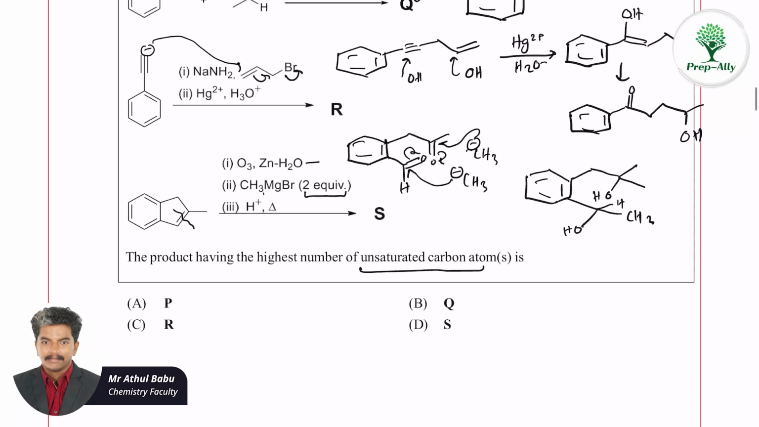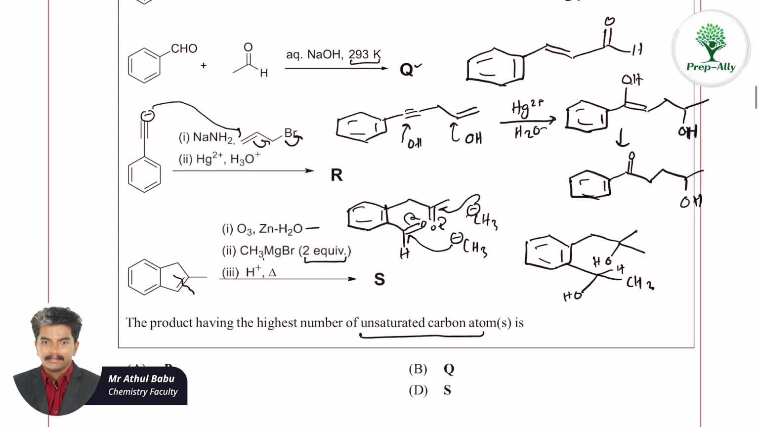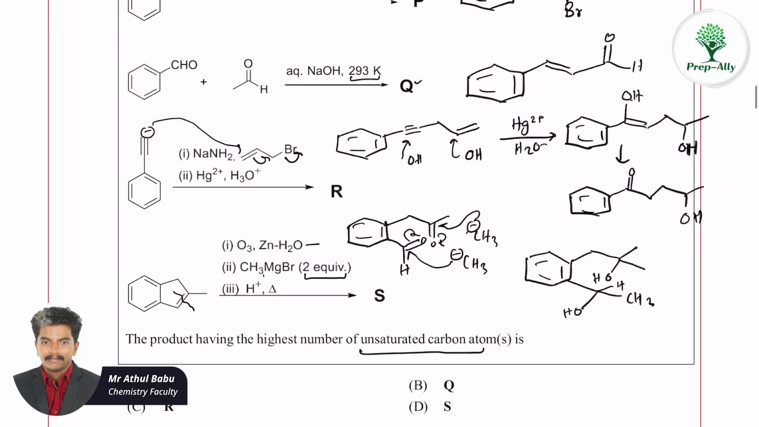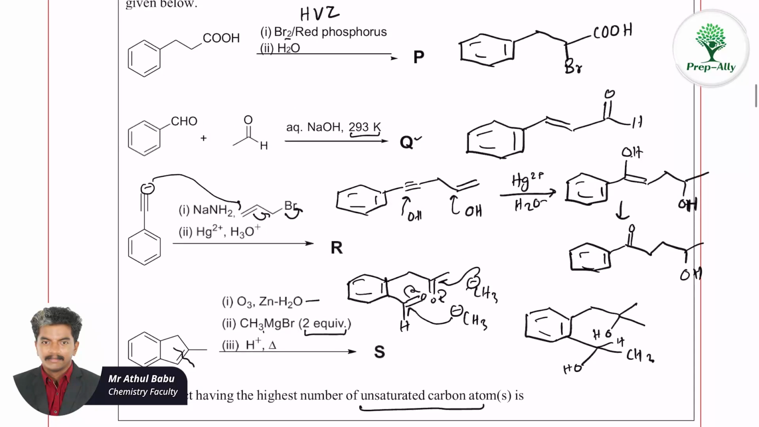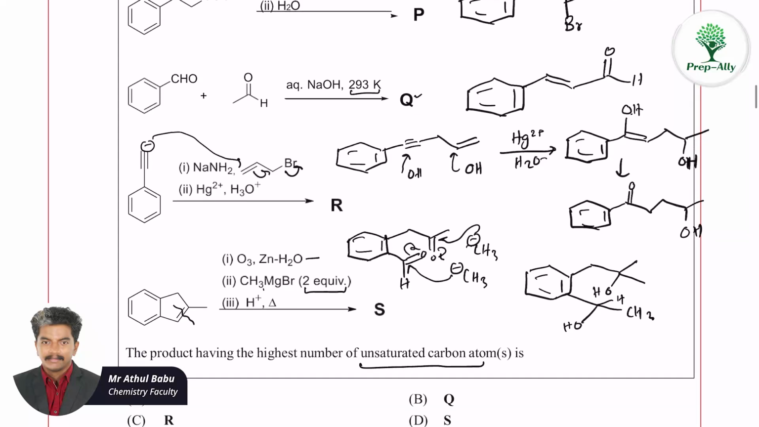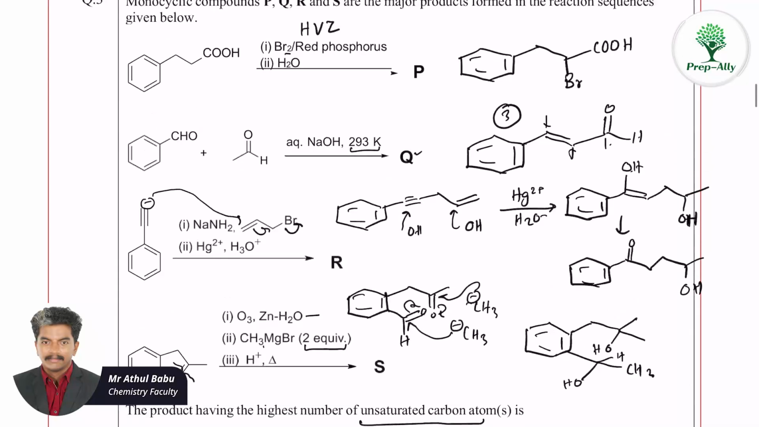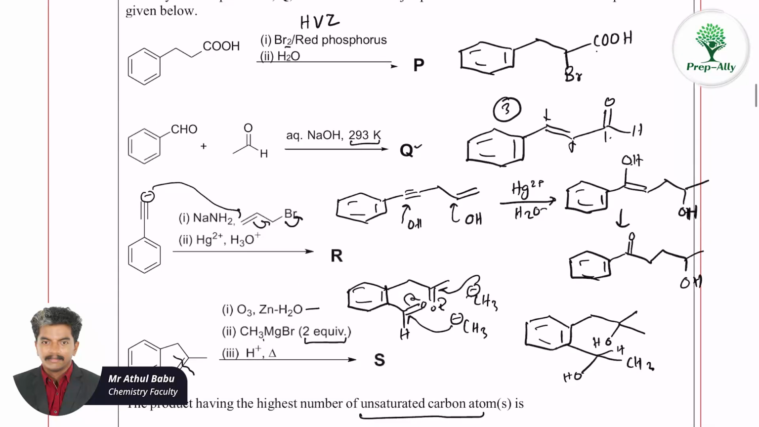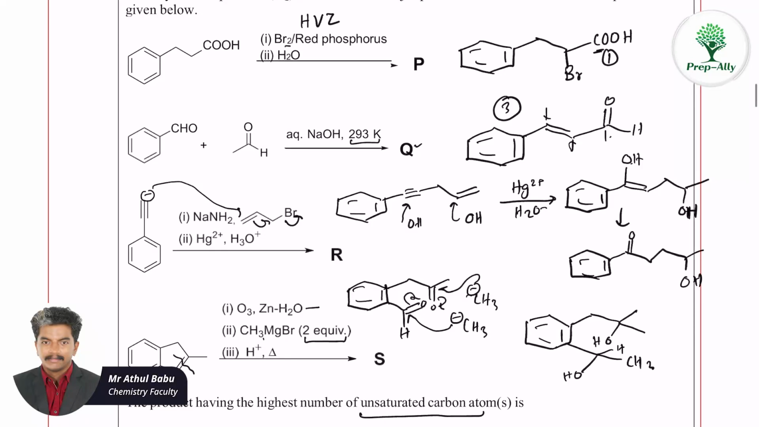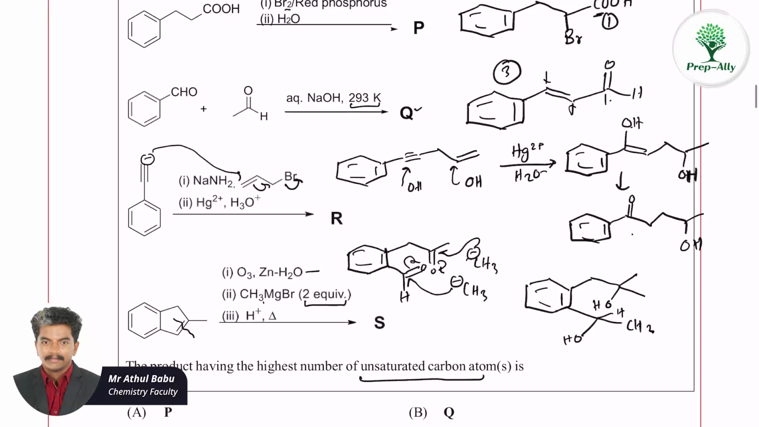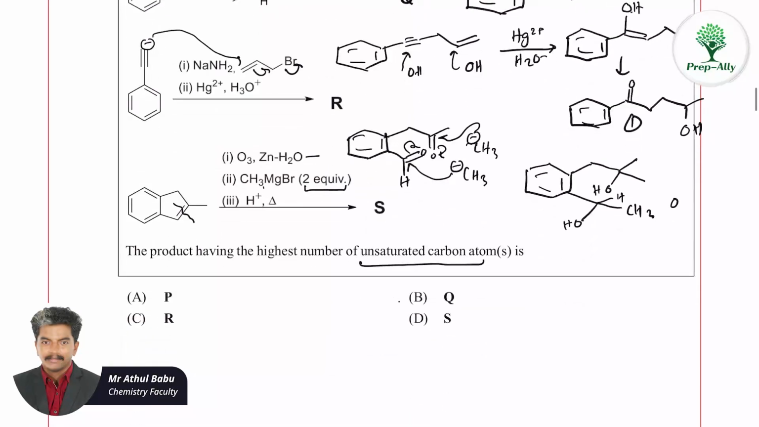Now the question is, highest unsaturated carbon means more number of either sp2 or sp carbons. All of them have benzene, so we just need to look at the other carbons. Here if you look, 1 2 3 carbons are there, 3 unsaturated carbons in Q. If you look here, other than benzene, one more is there. And if you look at this one, we have only one, here 0 other than that. So our answer will be Q.